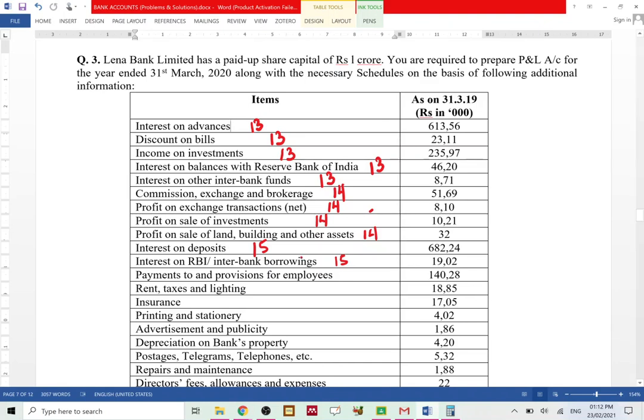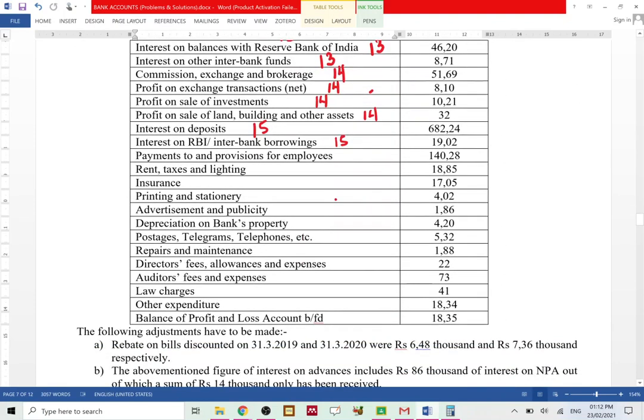Now the rest of the items are fairly simple, where they all go. Payments to and provisions for employees. This will be operating expenses. Very good. Fine. Rent, taxes, insurance, printing and stationery, advertisement, depreciation, postage and telegram, repairs, directors' fees, auditors' fees, law charges, any other type of expenditure. All of these, the day-to-day expenses that are not directly related to the activities of the bank.